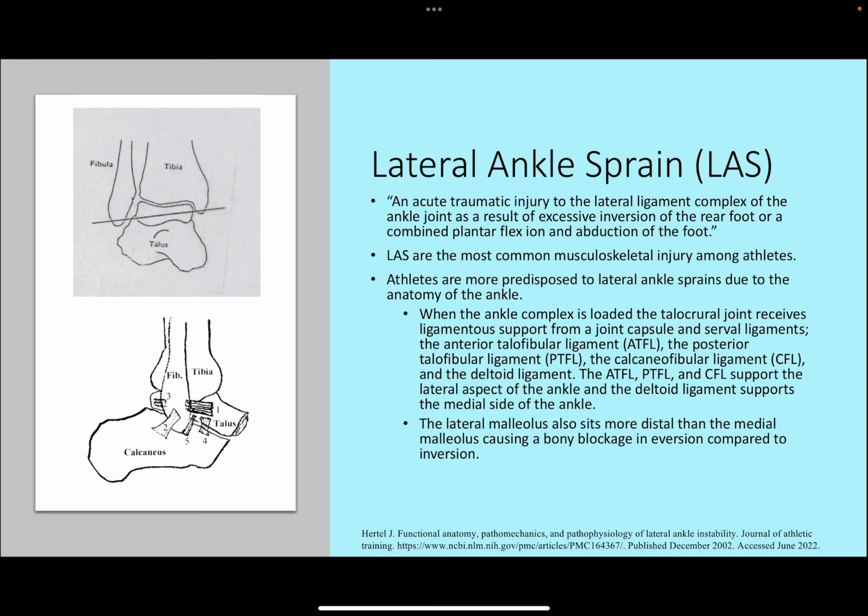And then the top picture is demonstrating how the lateral malleolus at the bottom of the fibula sits more distal than the medial malleolus on the tibia, causing a bony blockage when somebody everts compared to when they invert, so it's easier to have that inversion mechanism.